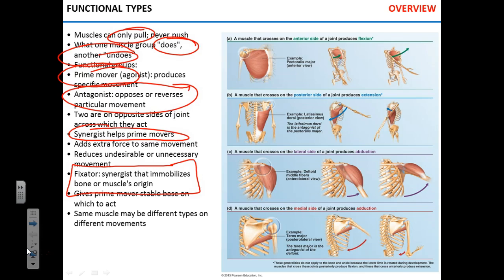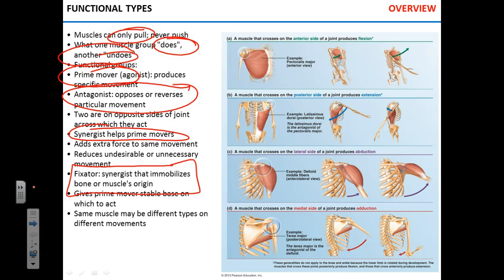Obviously, the same muscle may play different roles in different movements. For elbow flexion, biceps is the prime mover. For elbow extension, triceps is the prime mover. They are antagonists on these two movements. Does that make sense?